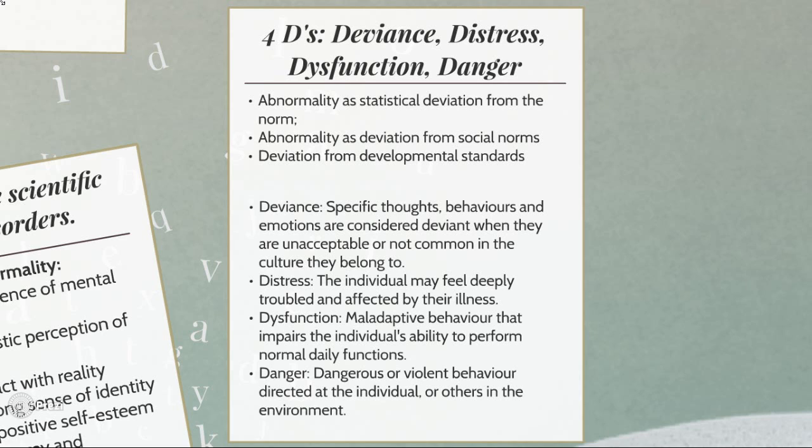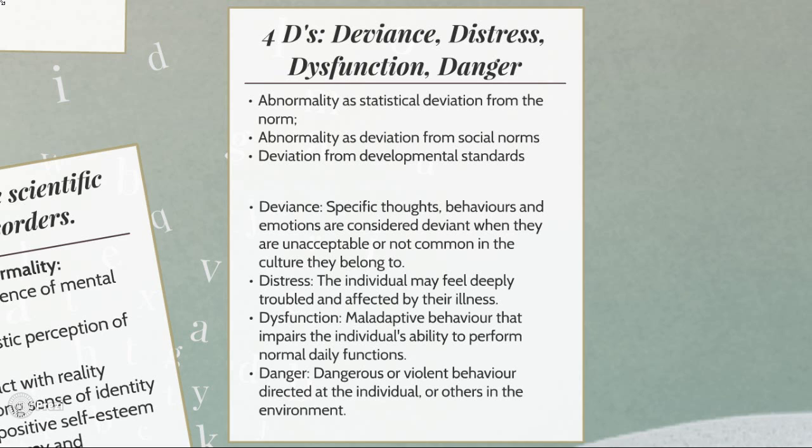The 4 Ds include deviance, distress, dysfunction, and danger. Practitioners are looking for abnormality as statistical deviation such as IQ or height from the norm. Abnormality is deviation from social norms, and deviation from developmental standards such as psychomotor, speech, cognitive. Let's describe the 4 Ds in relation to abnormality.